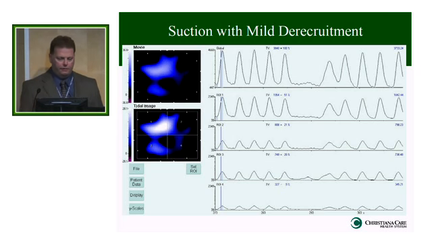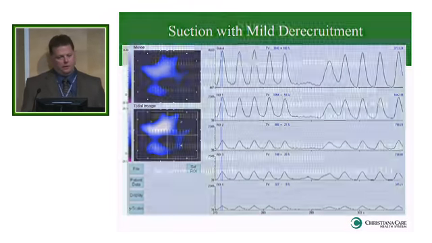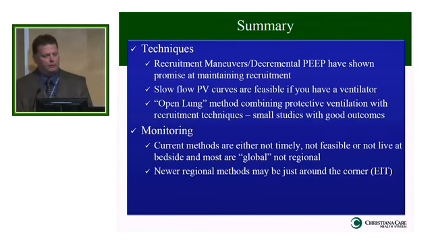I'm going to go past that one in the interest of time and just get to the summary here. From a technique standpoint, you have recruitment maneuvers, you have decremental PEEP trials. They've shown some promise in maintaining recruitment. You kind of have to use them in tandem, pick the right PEEP. Slow flow pressure volume curves are definitely feasible at bedside. You need a ventilator that can do it, because that's the easiest, nicest way to do that.